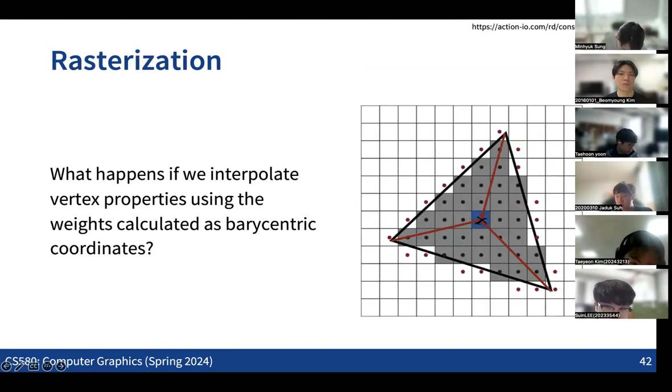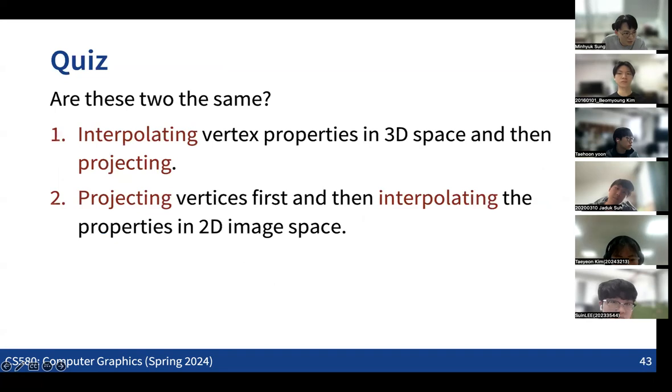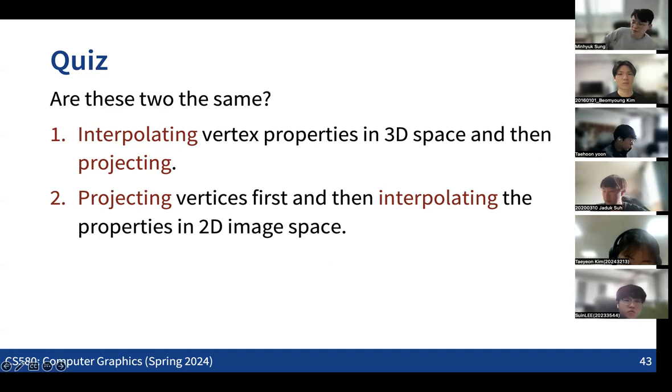So let's think about this case. What happens if we interpolate the vertex properties using the weights calculated as the barycentric coordinates? It sounds like the right way to do interpolation, but it turns out that this is not the correct way that we should do. So let's think about this. Do you think that these two are the same? There can be two cases. We can first interpolate the vertex properties in the 3D space and then project. And the other way around is that we first project the vertices into the 2D plane, and then interpolate in the 2D space. Are these two the same?